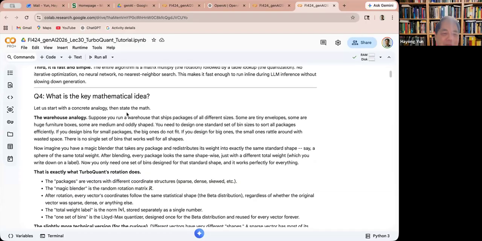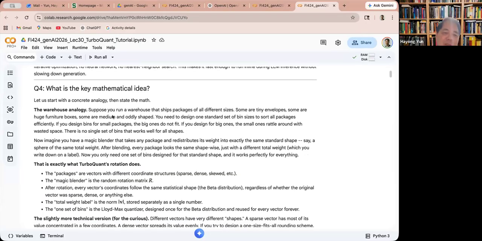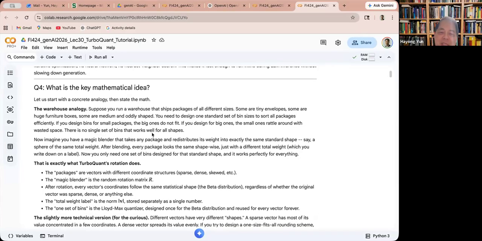I guess here's a warehouse analogy. Suppose you run a warehouse that ships packages of all different sizes, like in Amazon. Some are tiny envelopes, some are huge boxes, and some are medium, oddly shaped. You need to design one standard set of bin sizes for all sorts of packages efficiently. If you design bins for small packages, then the big ones do not fit. If you design for big ones, then the small ones will rattle around in the wasted space. And there's no single set of bins that works well for all shapes. Well, that's a problem, isn't it?